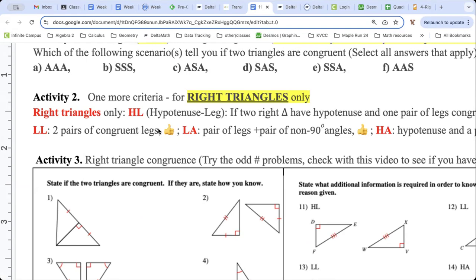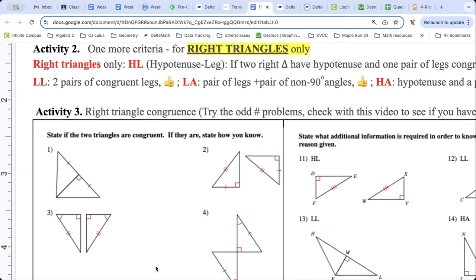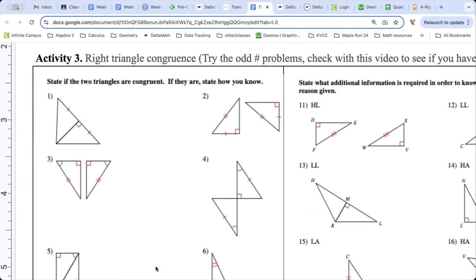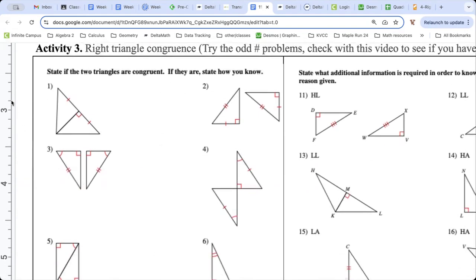All right, so let's do a whole bunch of problems. Let's practice. That's the whole point of the following assignment for us. Let's go through them. Numbers 1 and 3. State if the two triangles are congruent. If they are, state how you know. Hopefully you tried the odd-numbered ones. Right now we're going through them.